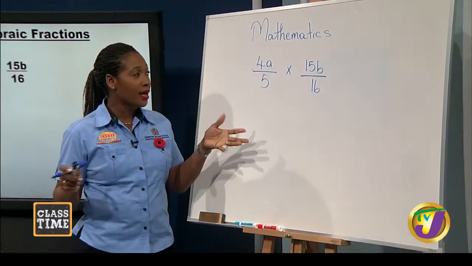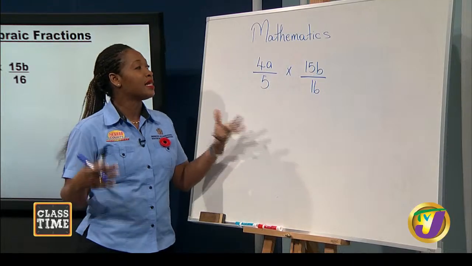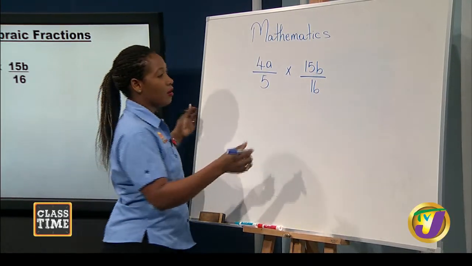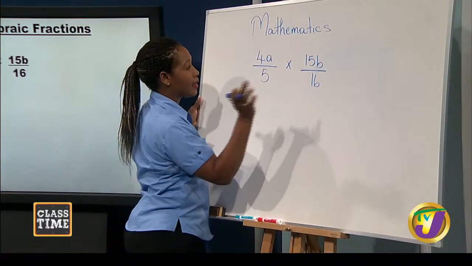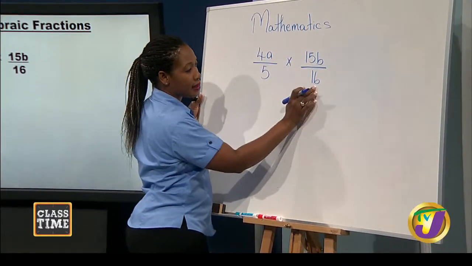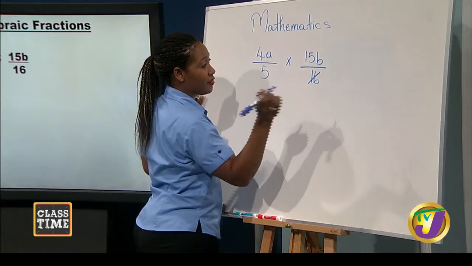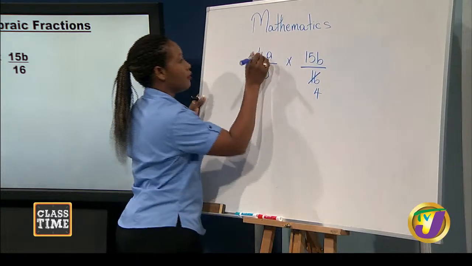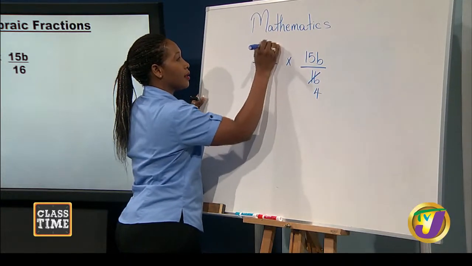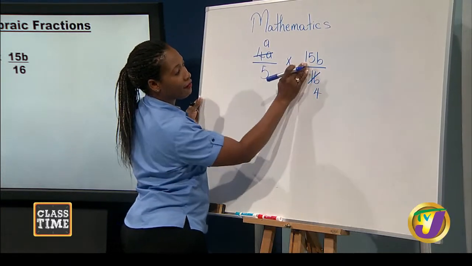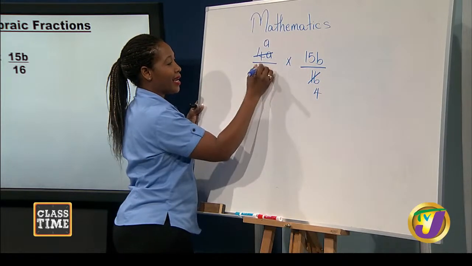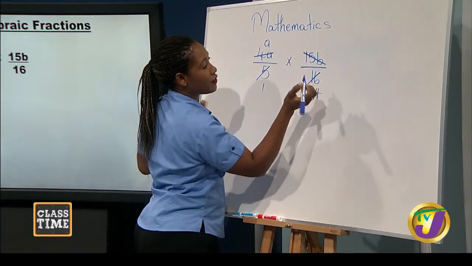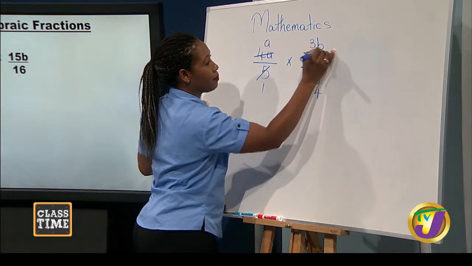All right, so the first thing I'm going to always try to do is to simplify my algebraic fractions. How can I simplify it? Look for common factors. All right, so I can see that 4a and 16 have 4 as their highest common factor. So I'm going to factorize 4 out of 16. 4 into 16 goes 4. 4 into 4a leaves a. And then I have 5b and 5. 5 is the highest factor. 5 into 5 goes once. 5 into 15b gives me 3b.